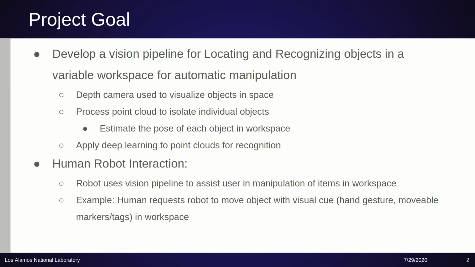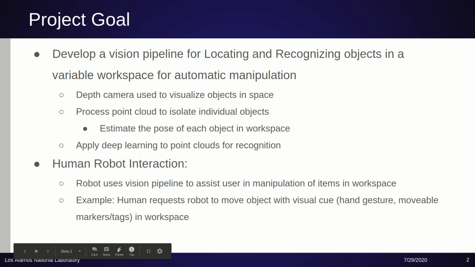The goal of my project is to develop a vision pipeline that can locate and recognize objects in a variable workspace for use in automated and assistive tasks. For automated pick-and-place tasks, the placement of the object before being picked up must be very precise. The addition of vision reduces the need for such precision since the position and orientation of the object can be estimated from a point cloud generated from a depth camera.